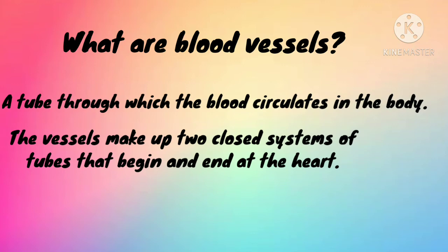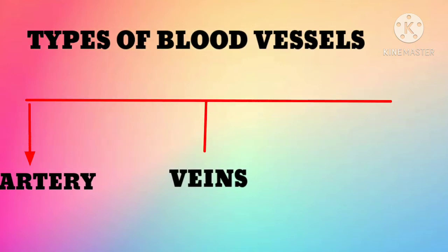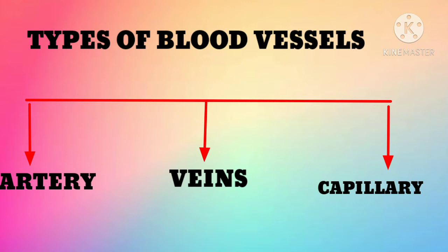That is not the case. We actually know that it is not suspended. So how does this blood flow in our body? The answer is that the blood flows in the blood vessels. So let us understand how many types of blood vessels there are. There are three types of blood vessels, that is arteries, veins and capillaries.